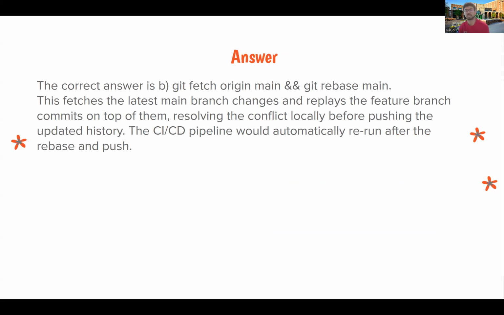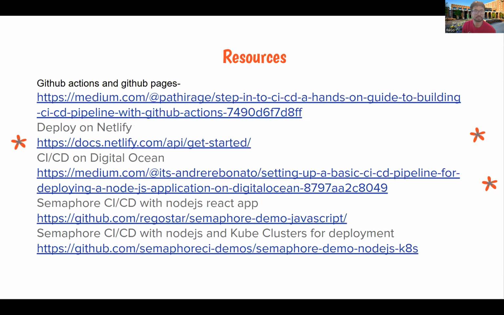It's git fetch origin main and git rebase. This fetches the main branch and replays the feature branch commits on top of it, resolving the conflict locally before pushing the updated history. Then the CI/CD pipeline will automatically run.